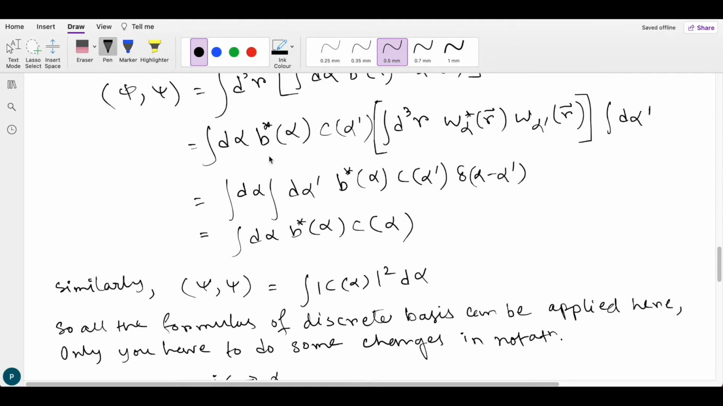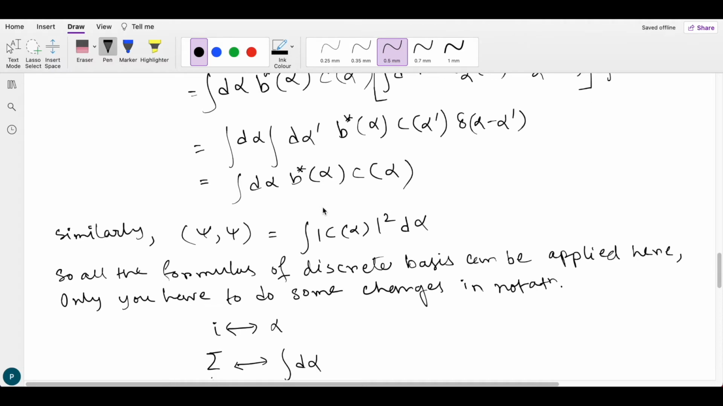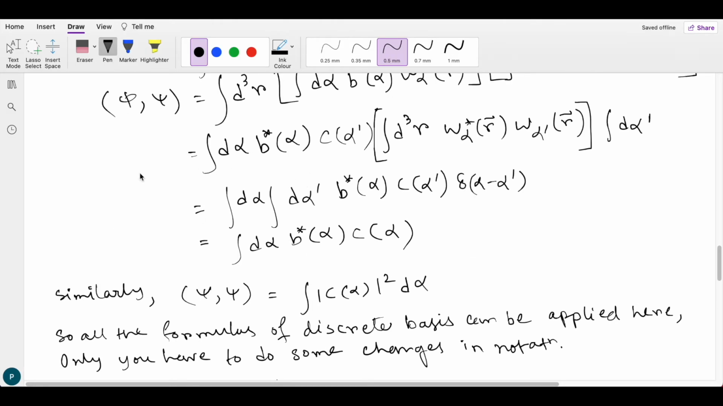So let's integrate first with respect to the integral variable alpha prime, and we know that this is the famous Dirac delta function integration, and this integration will give the value of the function at the position of the spike, and the spike is at alpha. So the integration will give B star alpha C alpha, and we already have the integration over d alpha. So the scalar product is given by the integration d alpha B star alpha C alpha.